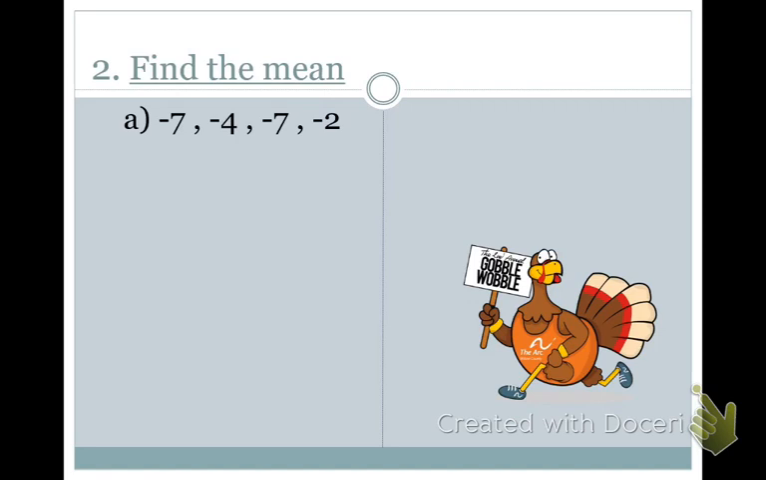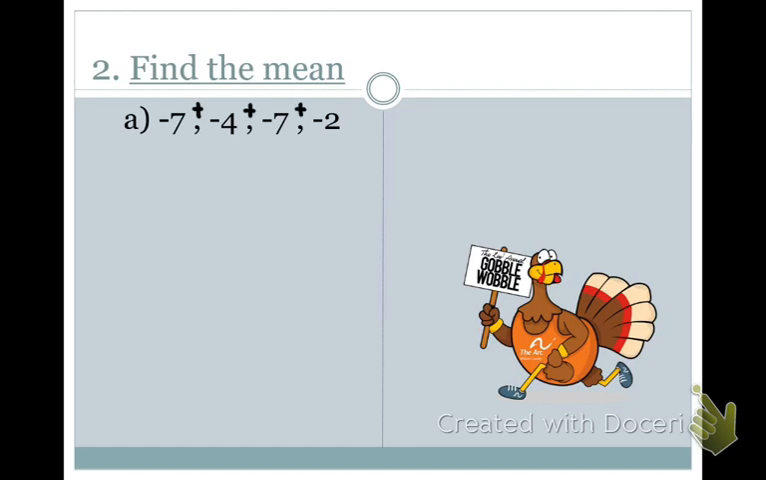Okay, so we've talked about the mean before. What does the mean mean? The average. What do you have to do to find the average of something? You add all of them. You add them all up, and then you divide by the number of numbers that you had in your data set. So the first thing we're going to do is add all of these numbers together, okay? So we're going to do negative 7 plus negative 4 plus negative 7 plus negative 2.